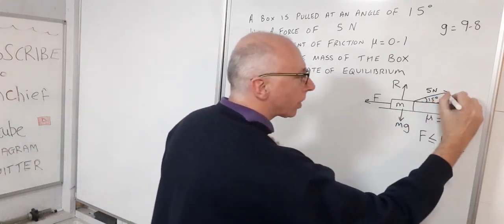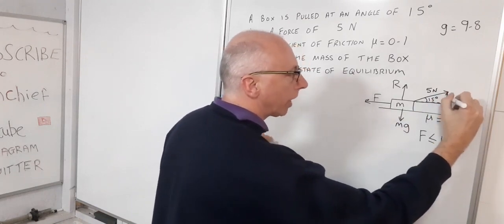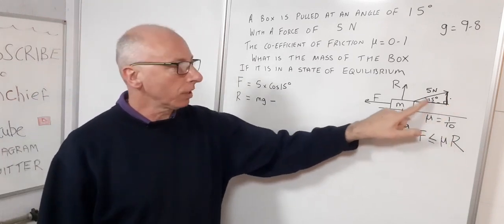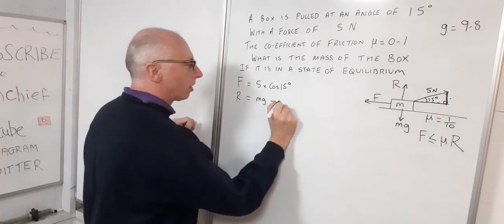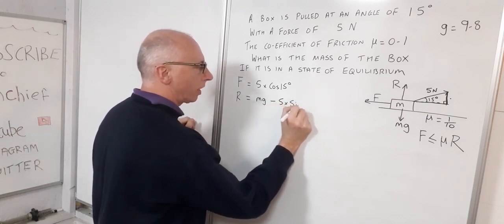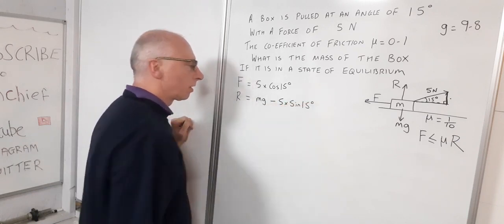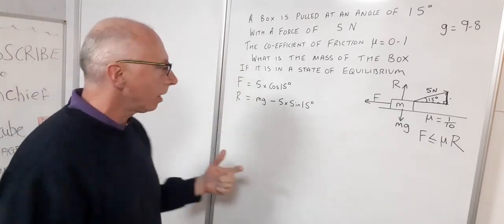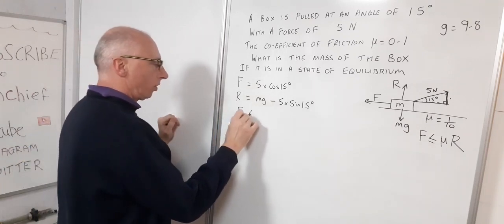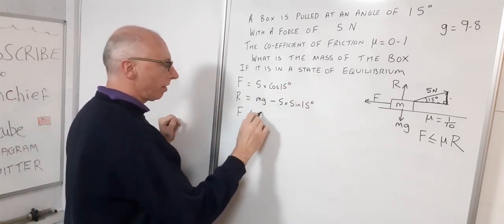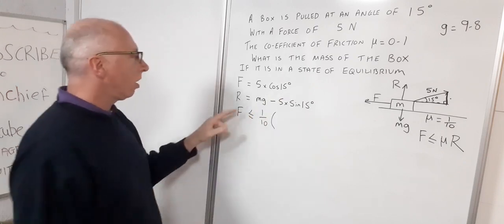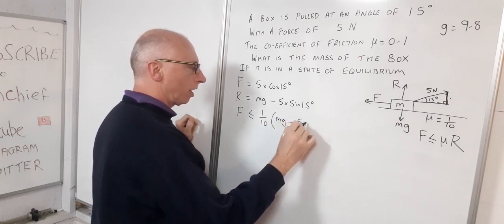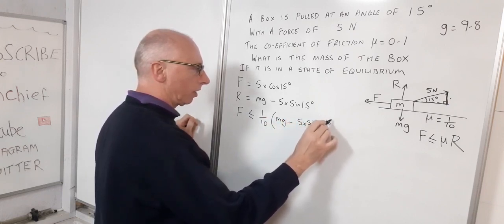Minus the force that is acting when it's being pulled by here. Now, as we've got 15 degrees as our angle, we can use sine of 15 degrees times 5 newtons. So we'll have 5 times sine of 15 degrees. Okay, now what we need is our force to be less than or equal to mu times R. So if force is less than mu, which is 1/10, times R, which is mg, minus 5 times sine of 15 degrees.